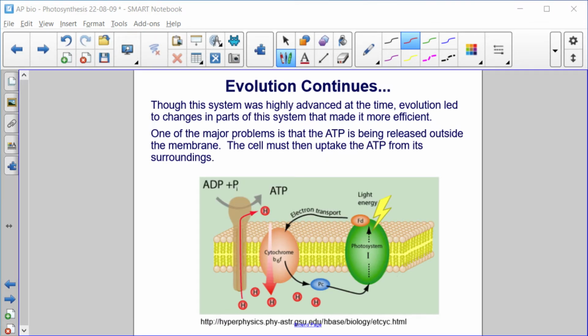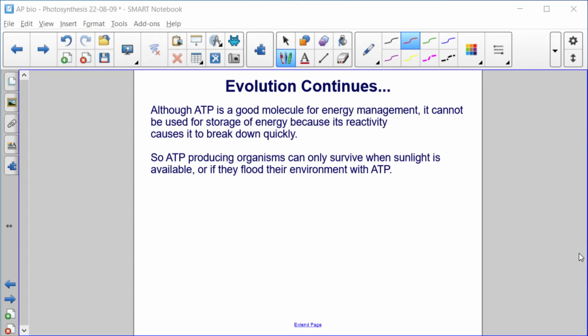Though this system was highly advanced at the time, evolution led to changes in parts of the system that made it more efficient. One of the major problems is that the ATP is being released outside the membrane. So this ATP synthase process is happening outside the membrane. That means the cell must then uptake the ATP from its surroundings. It must move it inside to be able to power the cellular work. Although ATP is a good molecule for energy management, it cannot be used for storage of energy because its reactivity causes it to break down quickly. So ATP-producing organisms can only survive when sunlight is available or if they flood their environment with ATP.